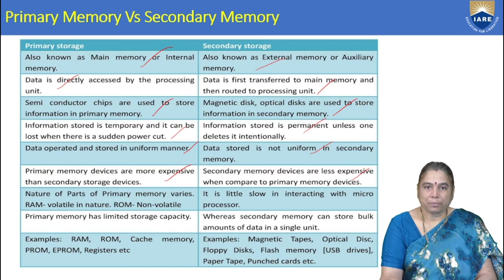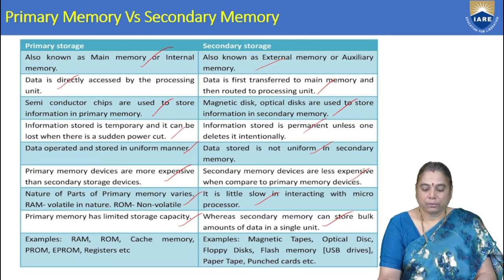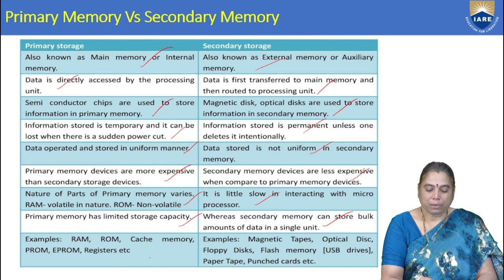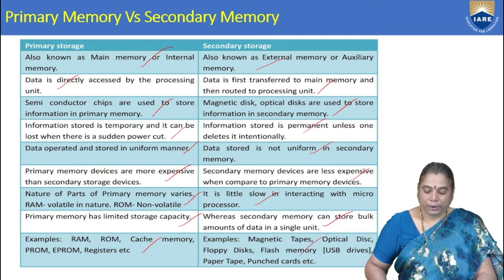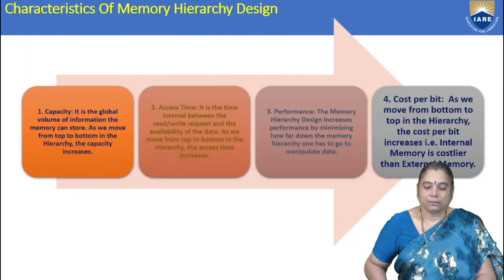And the major varieties of primary memory are RAM and ROM, but in the case of secondary memory there is little slow interaction with the microprocessor. And here, primary memory has limited storage capacity. Here, vast or bulk storage capacity can be supported. More examples of primary memory: RAM, ROM, cache memory and EEPROM, all these are varieties of primary memory. And secondary storage devices, we have magnetic tape, flash memories, floppy disk, all come under the varieties of secondary memory. So, with this, we discussed the varieties of memories, the three categories, and under that what are the various subcategories.